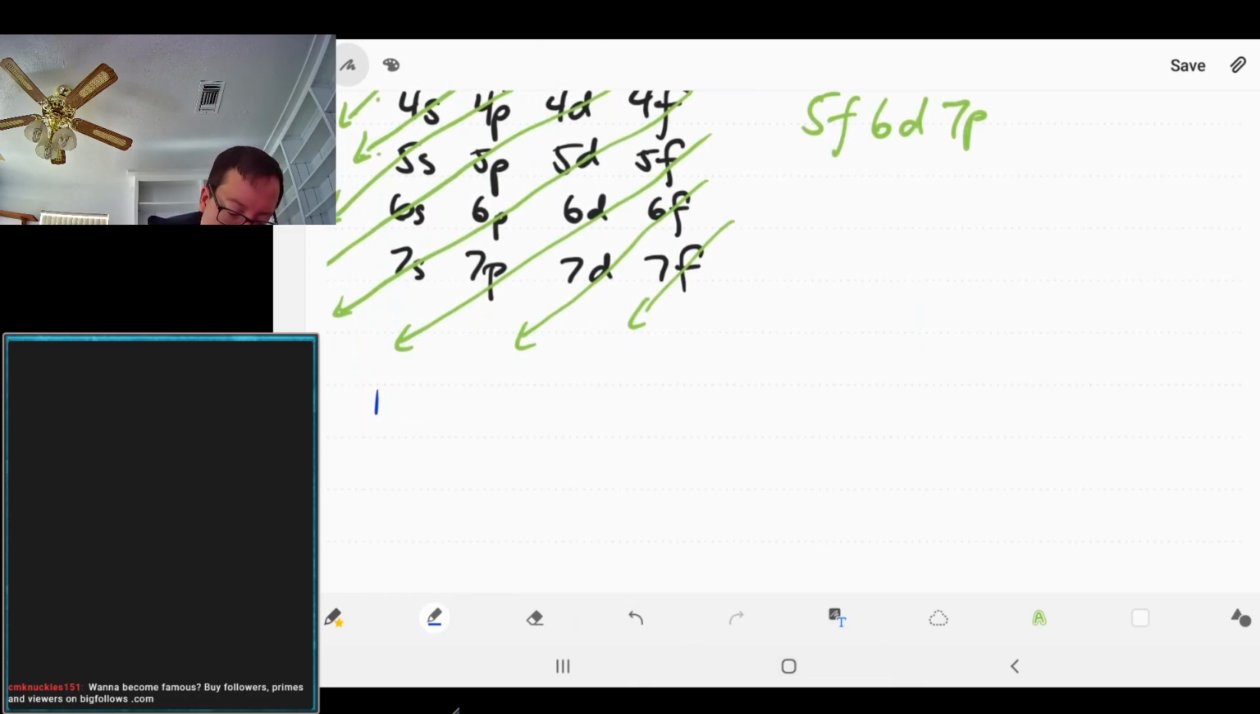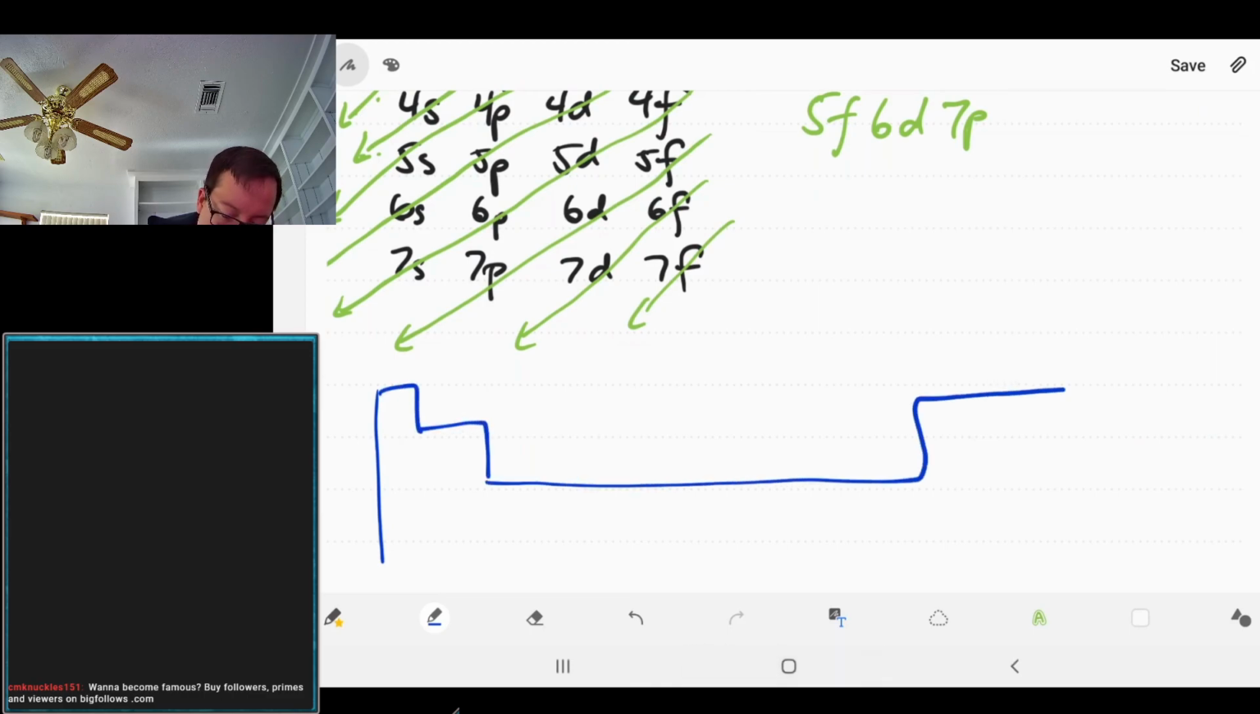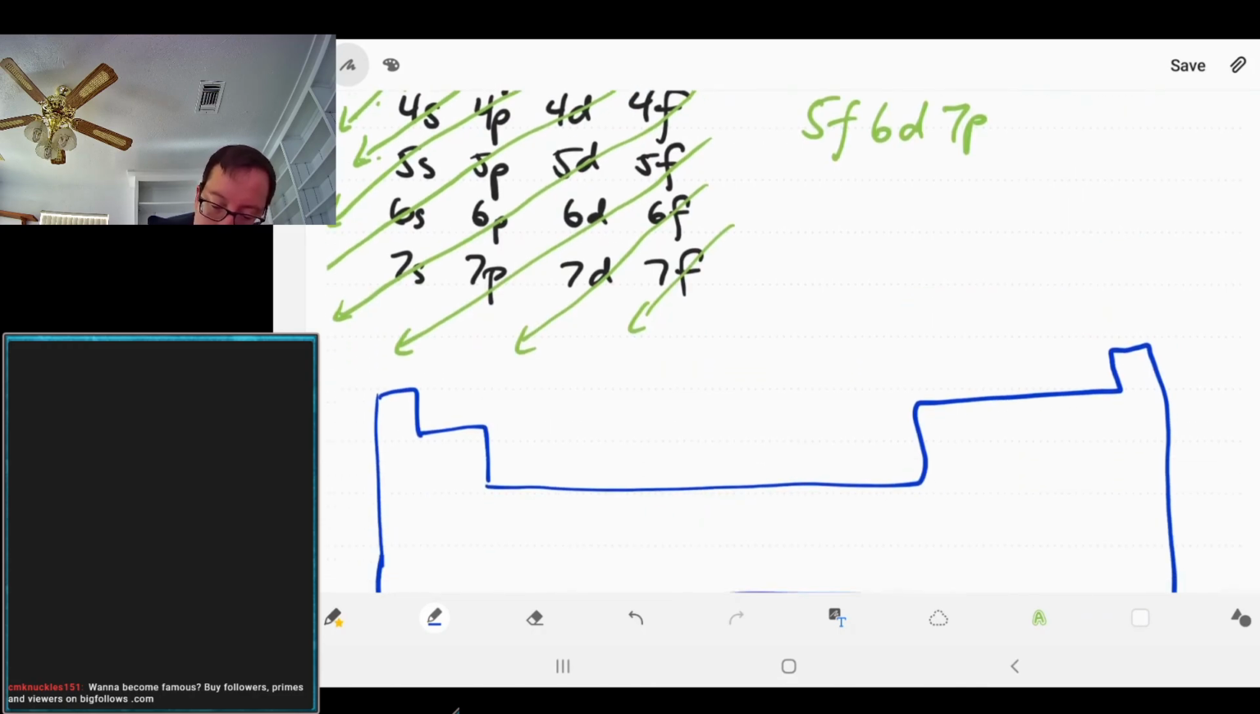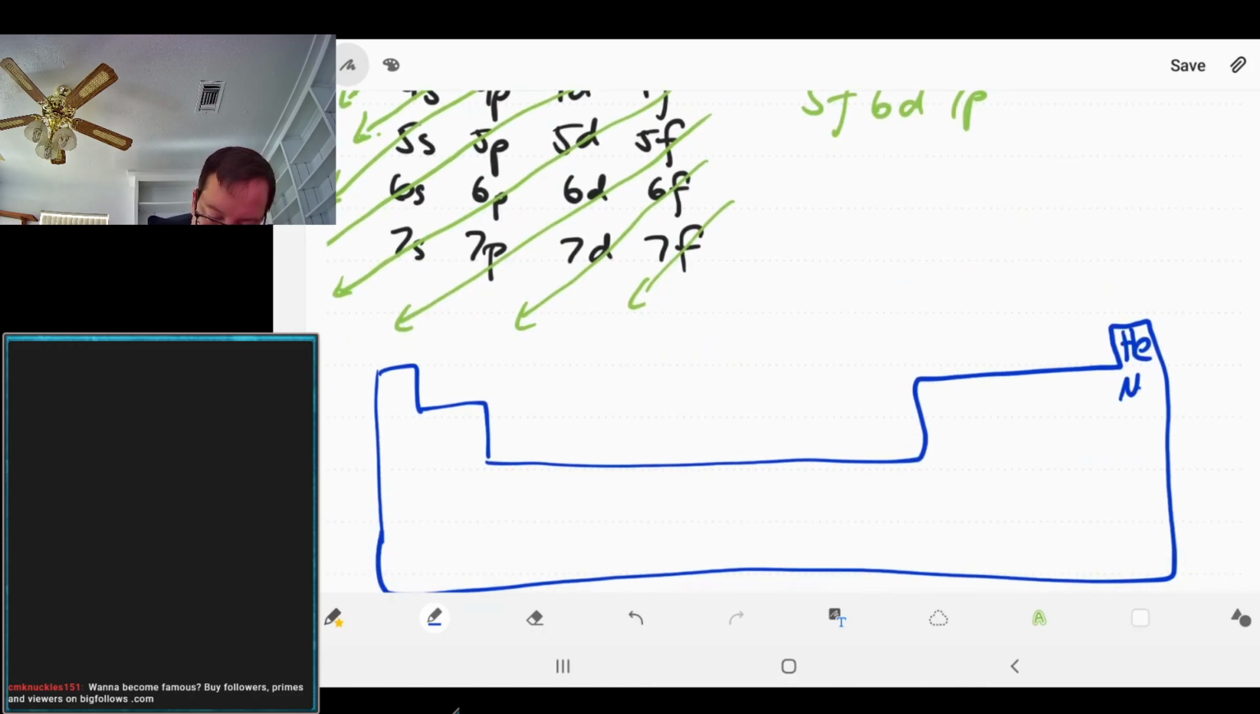And if we draw our periodic table, did I forget one? 1, 2, 3, 4, 5, 6, 7. Okay, there we go.